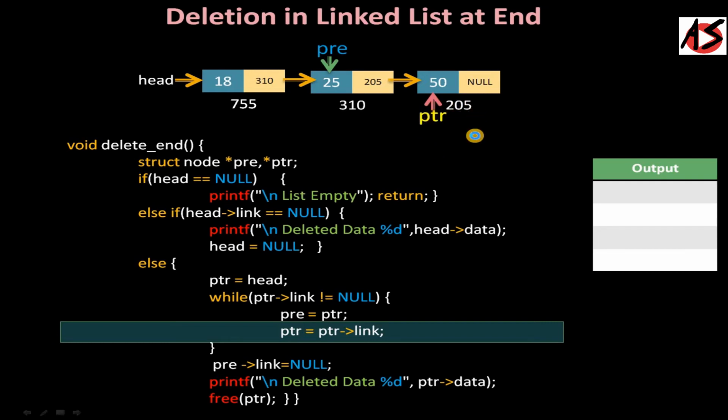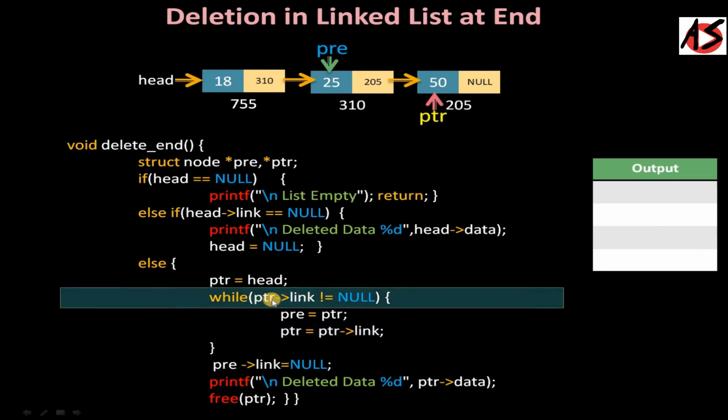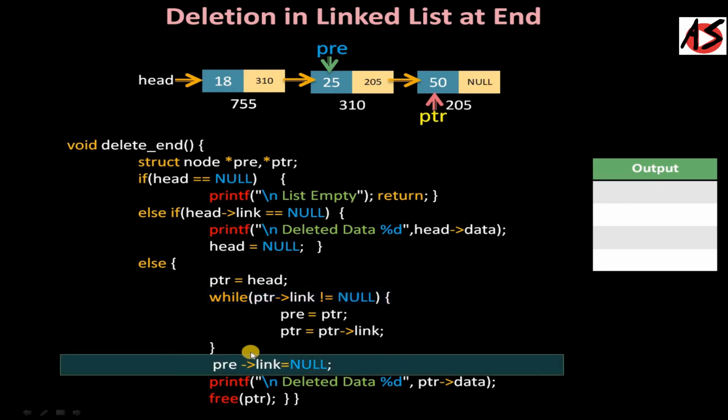Again we will check the while condition, pointer link part not equal to null. Here we can see the pointer is here and its link part is null. So the condition is false. So the next instruction is previous link is equal to null. So here we have the previous node pointer and this is the link. So we'll set it to null.